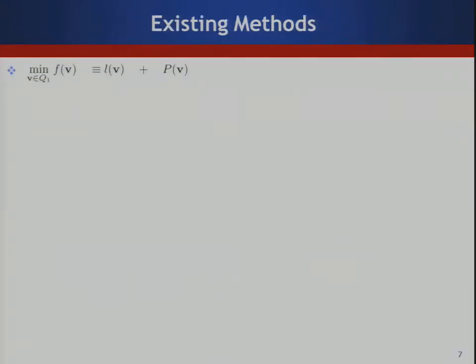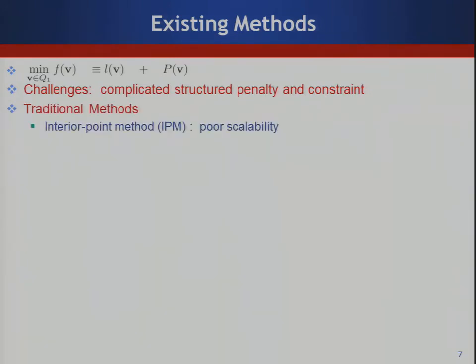So basically, we want to solve this optimization efficiently. However, the main challenge comes from the complicated structure penalty. The groups are overlapped together, and also, instead of a plain problem, we have both regularization and also a constraint. So the traditional method, like the interior point method, can be easily applied, but it has very poor scalability.